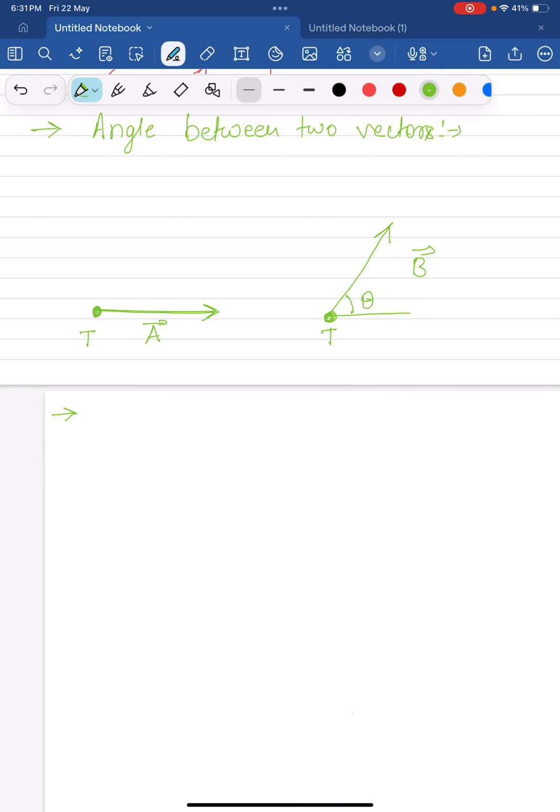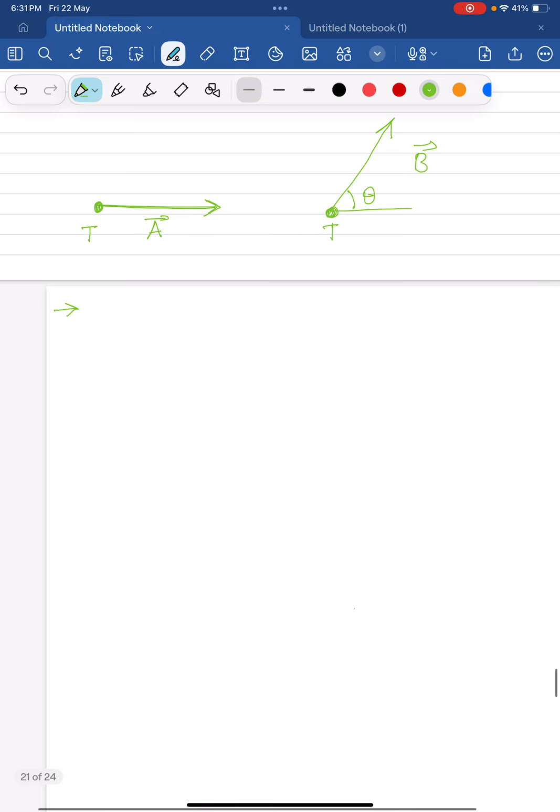Now if we have to calculate the angle between two vectors, first of all we will make a tail to tail combination or head to head combination of both vectors. Tail to tail combination means what? The tail of both the vectors should be at a common point. And how will it be possible?